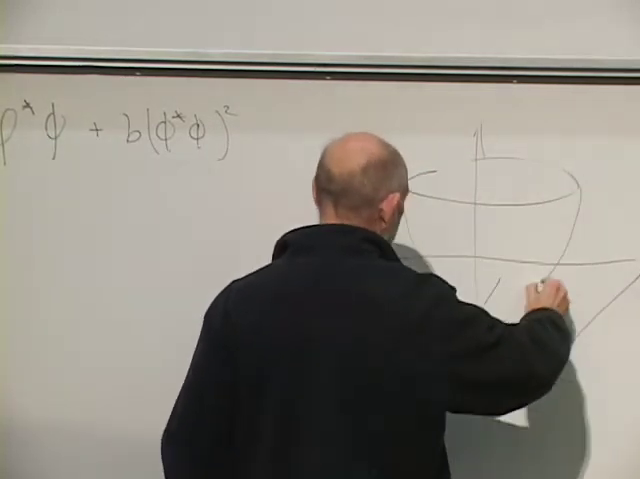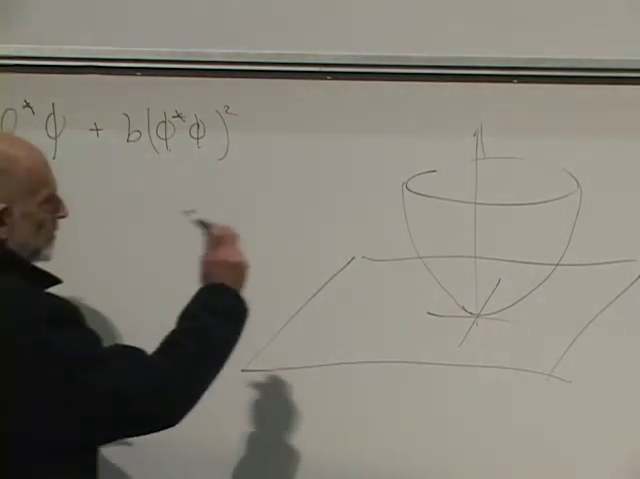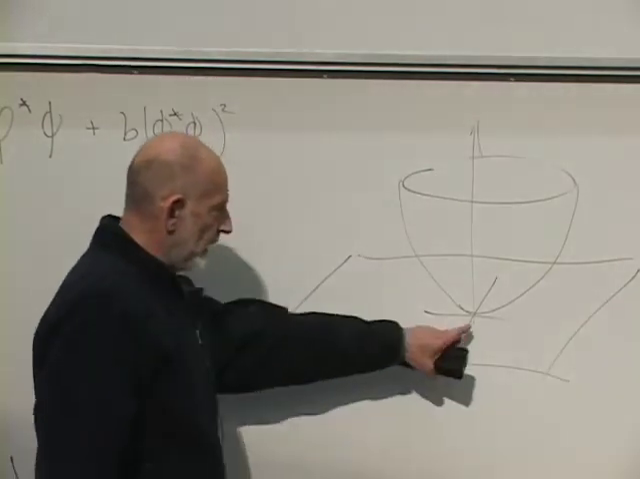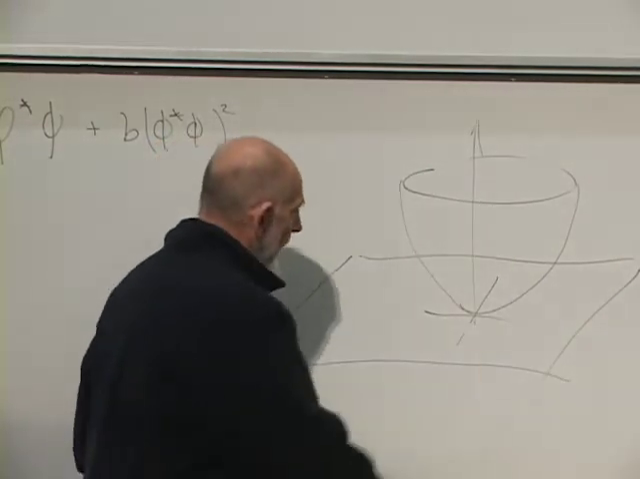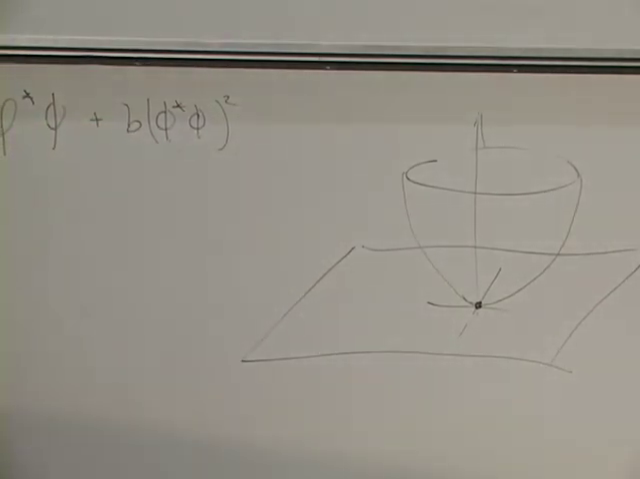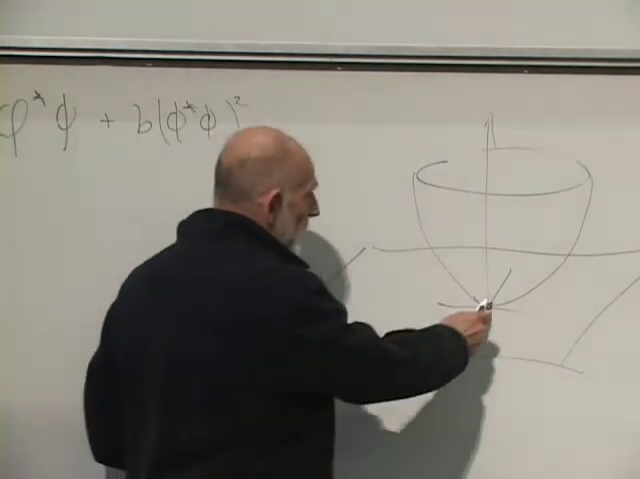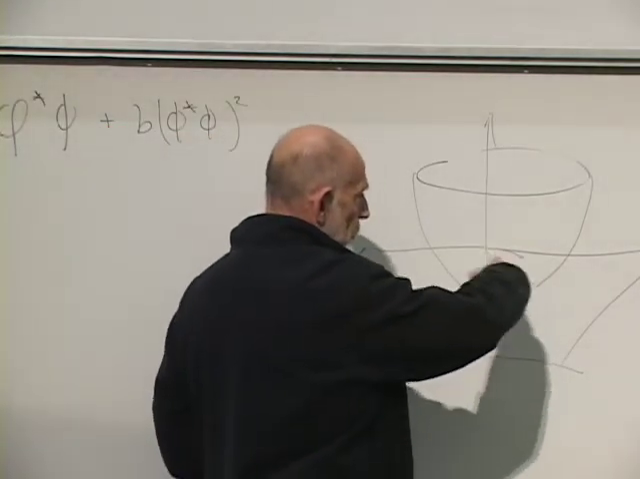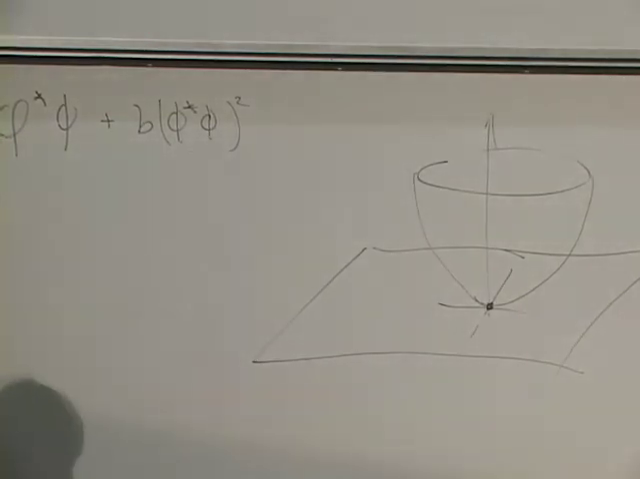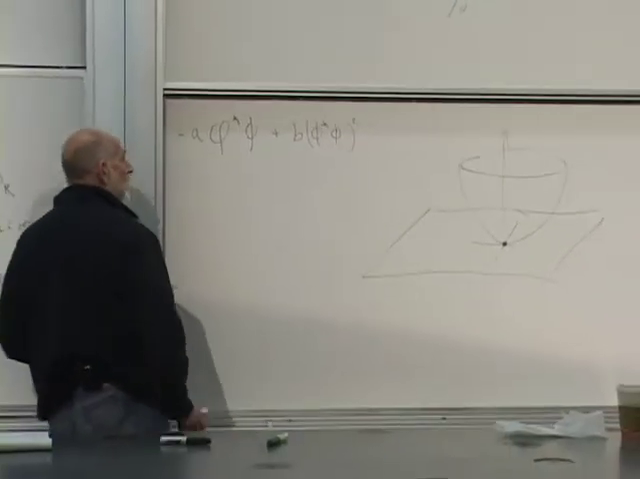It would be a paraboloid, which would have complete rotational symmetry about phi equals zero. Here the energy is minimum. Here the potential energy is minimum. That's phi equals zero. And if we move away from phi equals zero, there's a symmetry which makes sure that the potential energy doesn't depend on angle. That's the character of the first case where we just had plus a phi star phi.